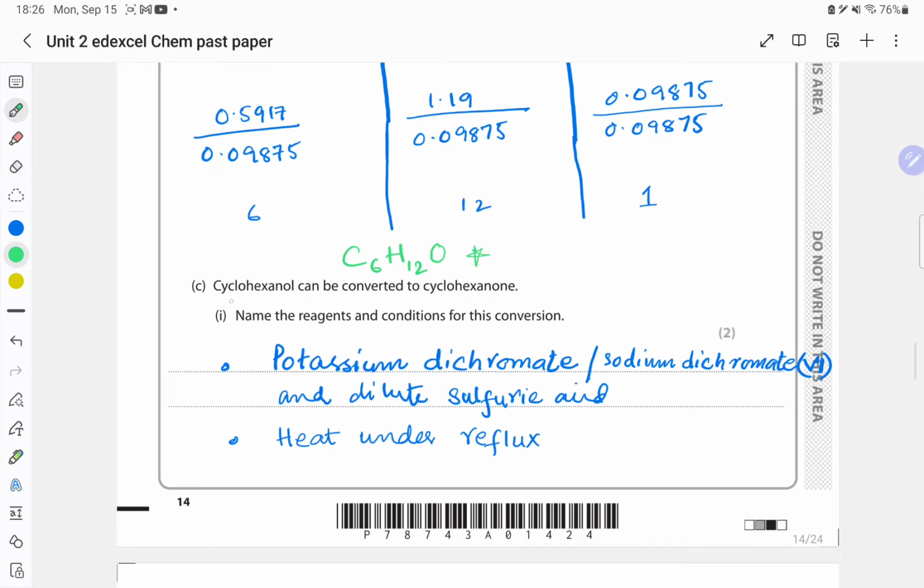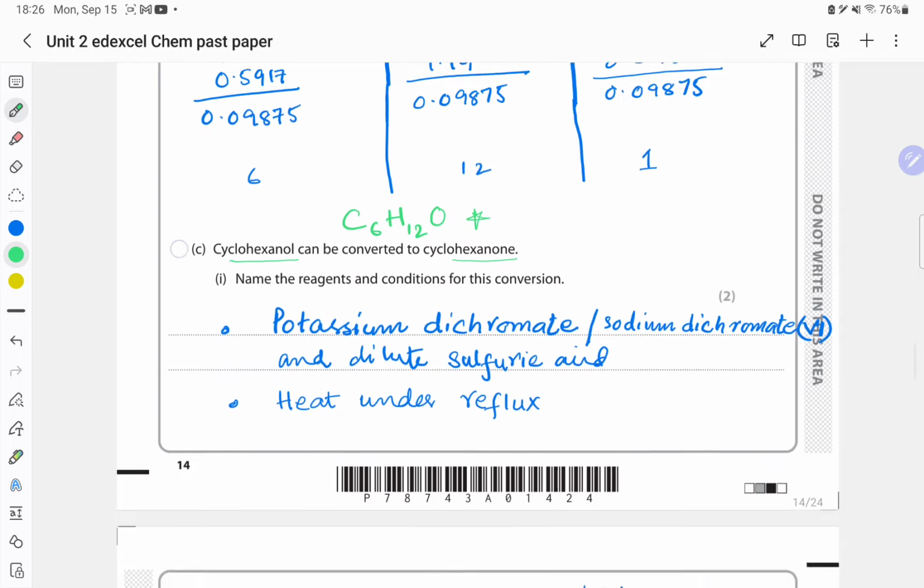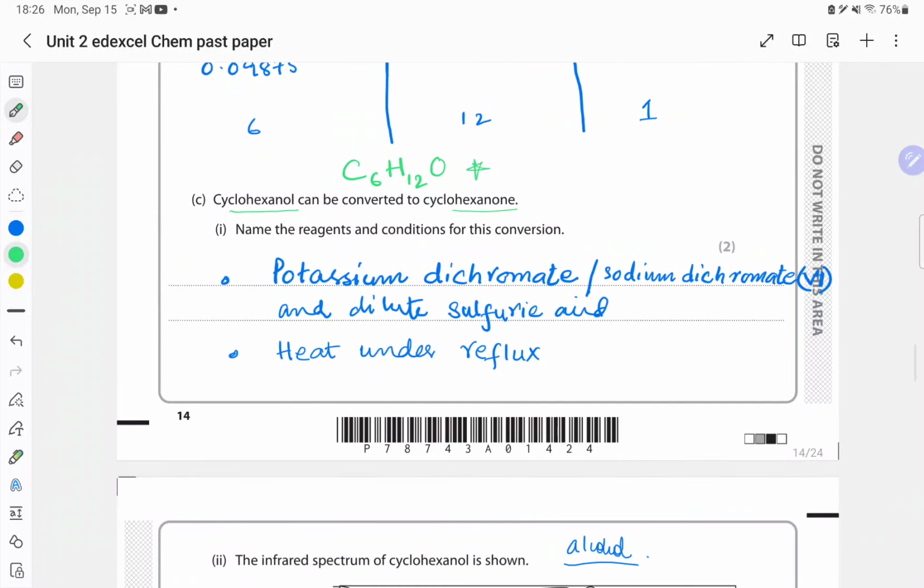Cyclohexanol can be converted to cyclohexanone. So we have an alcohol, and then we are converting it to a ketone. Name the reagent and condition for this conversion. Again, you need to learn these reagents. It's going to be either potassium dichromate or sodium dichromate, dilute, in the presence of acidic solution, that's sulfuric acid, and you have to heat this under reflux.